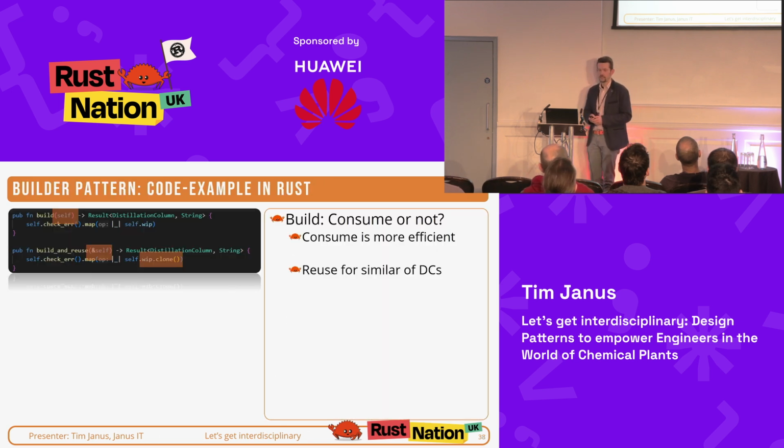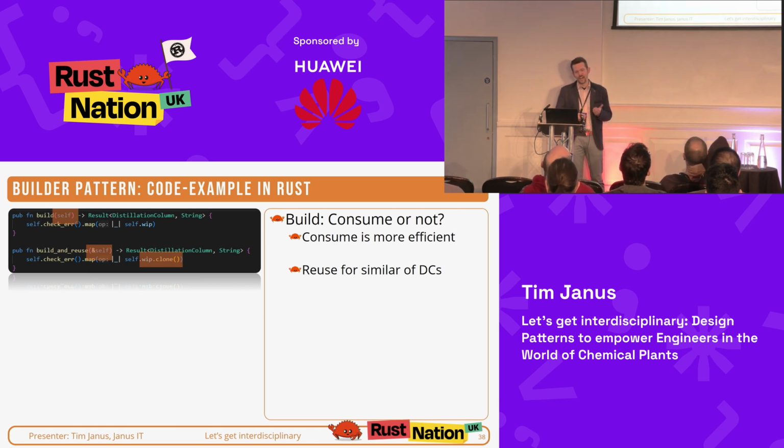You can either consume self again, and this helps to save a copy, because we can now move out this data structure of the distillation column. And the other variant would be you want to build and reuse it. This is beneficial if you want to use a builder to build many of those objects, for example.